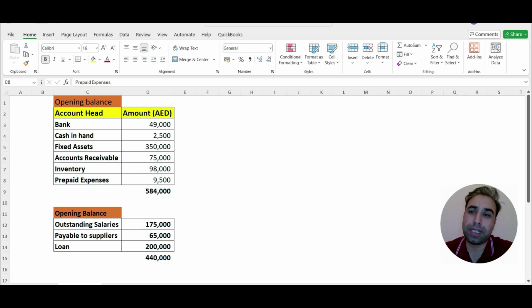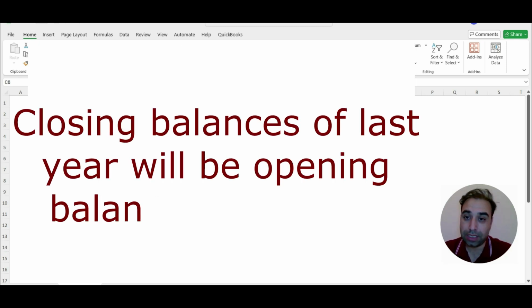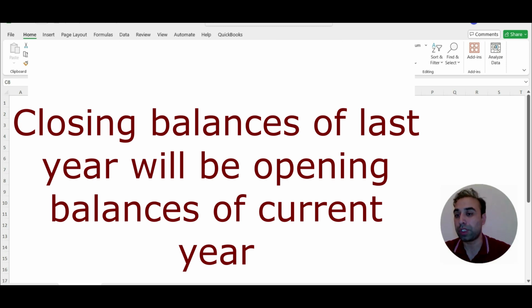Actually what happens is that sometimes we come across a situation in which we are only provided with the opening balances. If you have the closing balances of the last year and they are automatically being posted in the current year, so the closing balance of the last year will be the opening balance of this year and it is being automatically posted, then you have to do nothing.